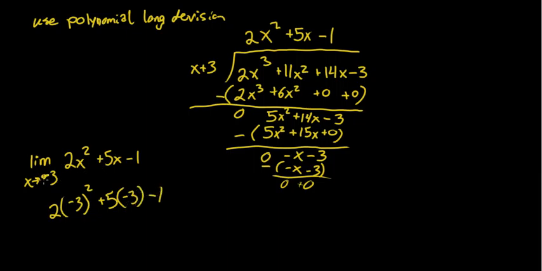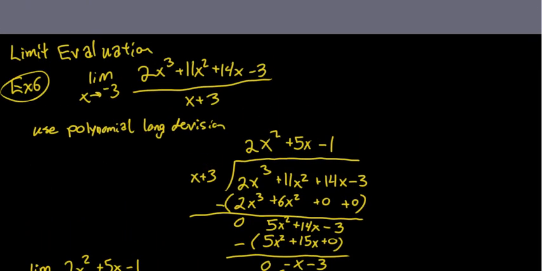Something a lot of people do wrong here is the order of operations. So if you need to write this out every time, you'll keep the order of operations correct. So -3 squared is positive 9, so 2 times 9 minus 15 minus 1. So 18 minus 15 minus 1 equals 2. So the limit, well, I'll just come back up here and write it. We'll say that equals 2.